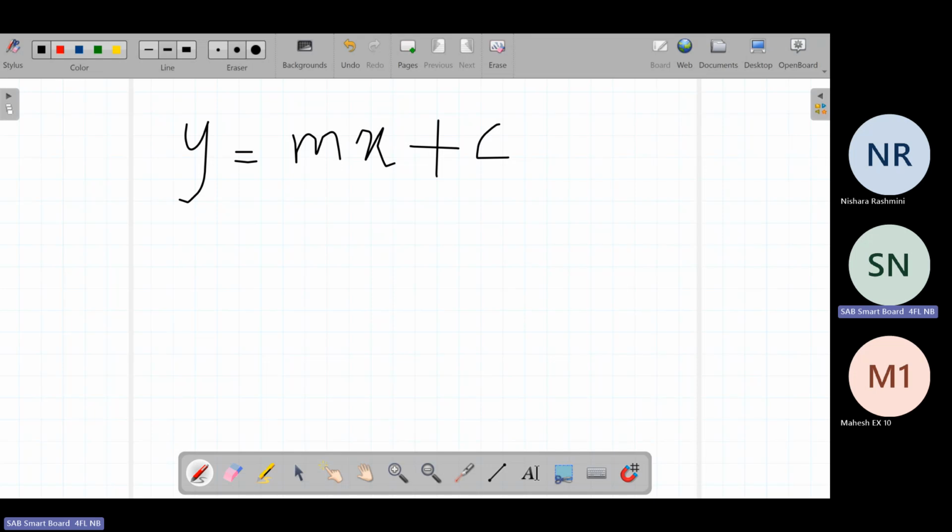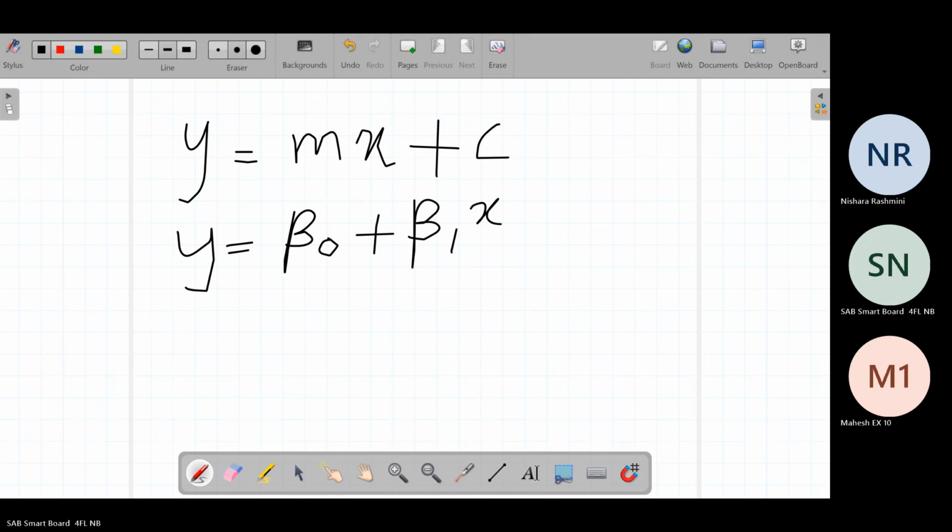Okay, then this is the equation for the straight line. Y equal mx plus c. Okay, then same equation we use to construct the regression model, but here we use different notation. මේකදී අපි use the notations වෙනස්. Here we do not use the m and the c. Then this is the regression model. Beta naught plus beta 1 x is the same equation with different notation.